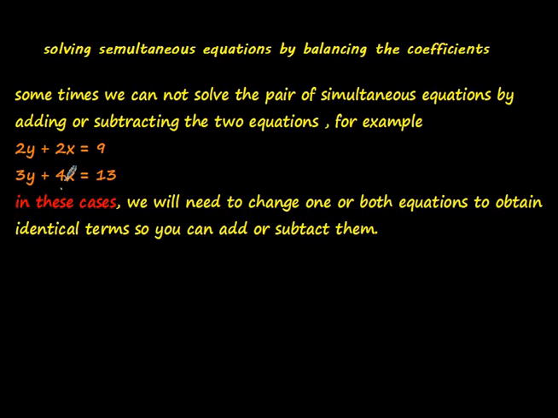And 3y plus 4x equals 13. In this case, we don't have same coefficients. So in order to add the two equations, actually we cannot eliminate one of these variables. Even by subtracting, we cannot get rid of one of these variables. So guys, we will need to change one or both equations to obtain identical terms so you can add or subtract them. And by solving the following examples, it will be very clear and understood.